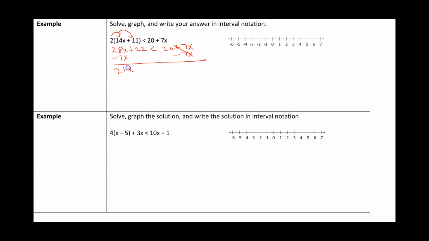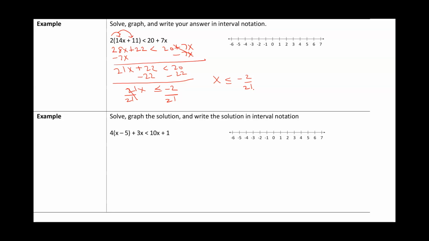This gives us 21x plus 22 less than 20. The next step is we subtract 22 from each side. So this gives us 21x is less than negative 2. Then we divide both sides by 21, and we have x less than negative 2 over 21. Now, we don't want to leave our answer in decimal form. We do want to have it in exact form unless it's specified.